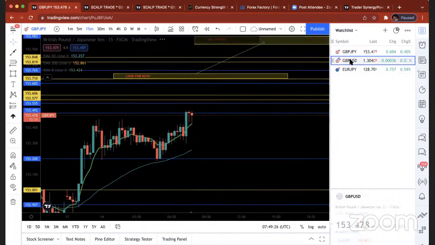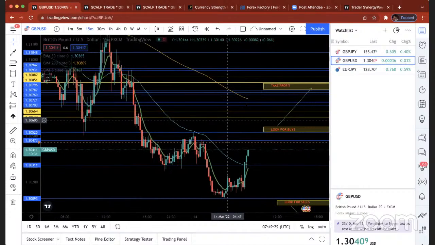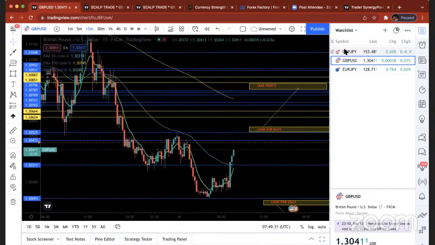We got 10 minutes left. GU is probably going to be our first setup. It's coming up to a potential buy.